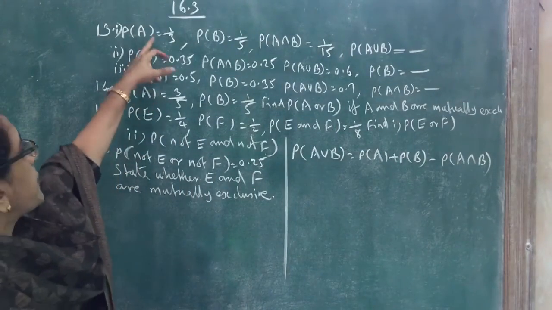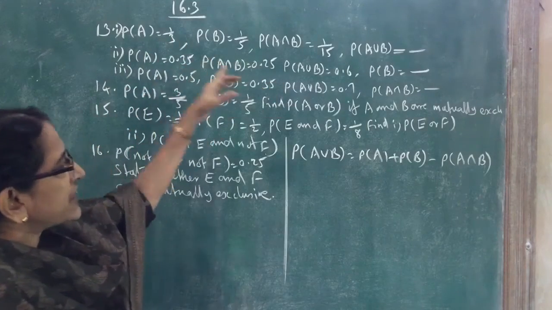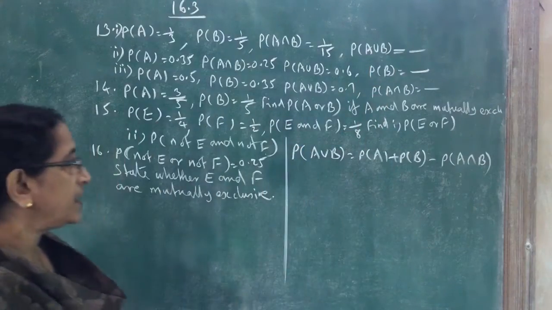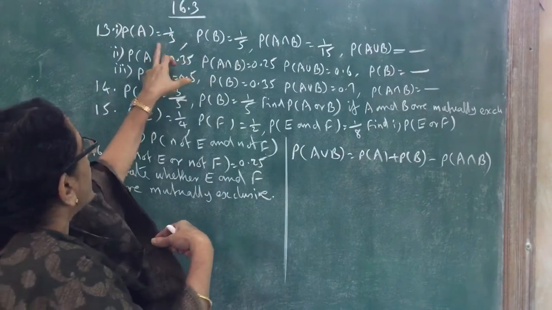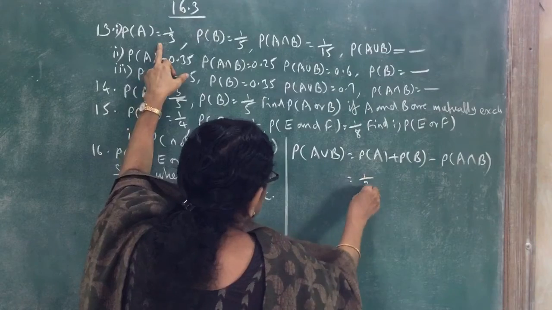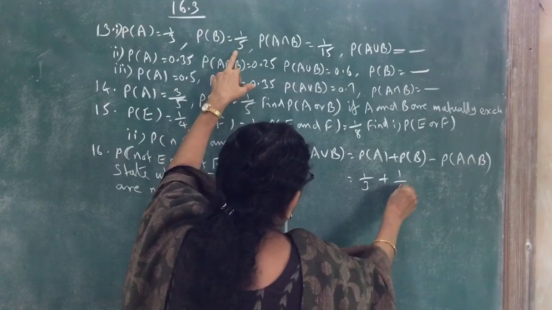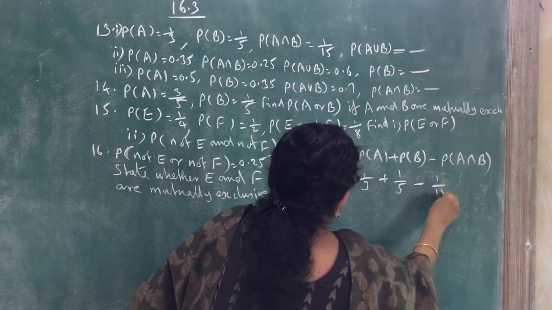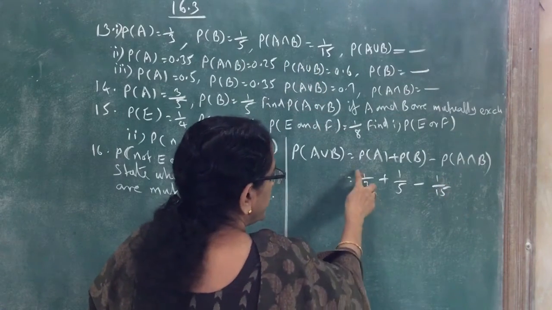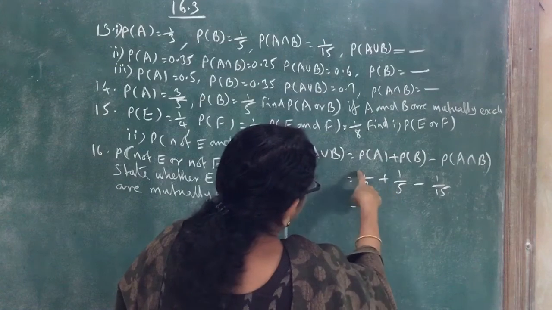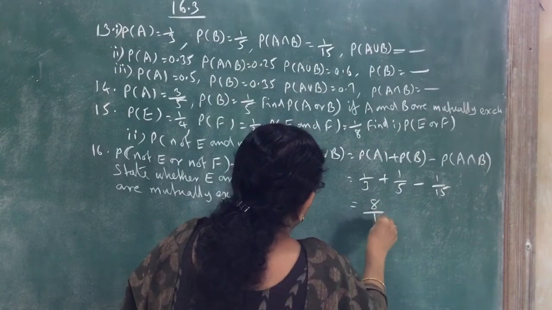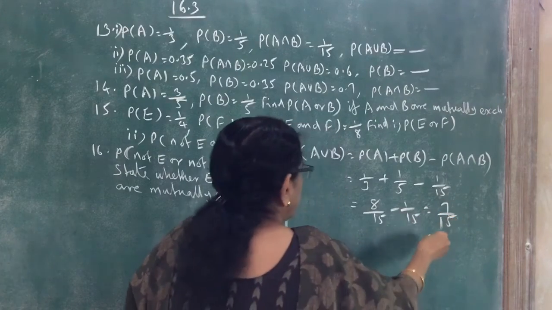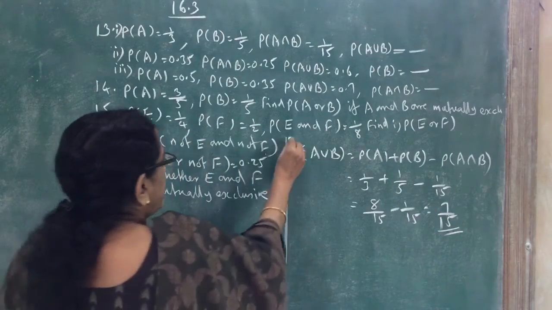This is true for any two events A and B. Given that probability of A is 1 by 3, we can substitute the given values in the formula. We want to find probability of A union B: 1 by 3 plus 1 by 5, probability of B, minus probability of A intersection B, 1 by 15. That is equal to 8 by 15 minus 1 by 15, which is 7 by 15. So that is the answer, probability of A union B, first one.